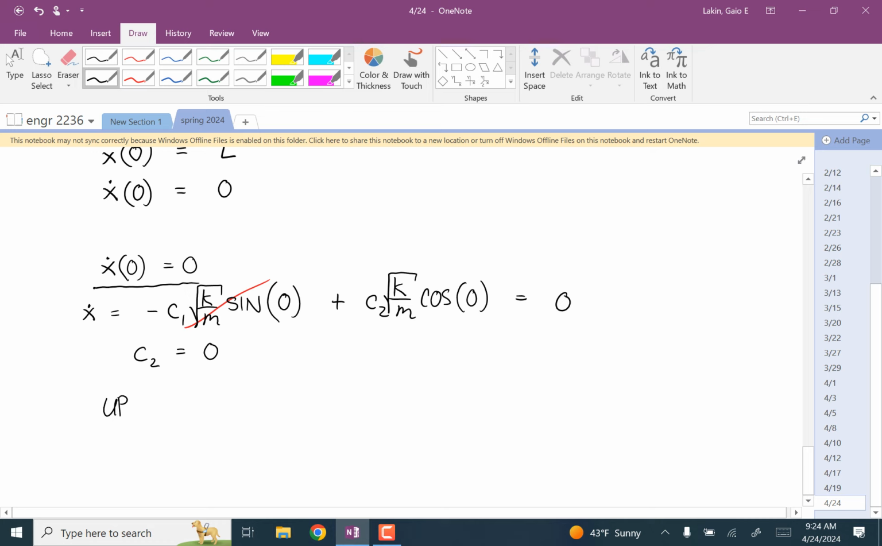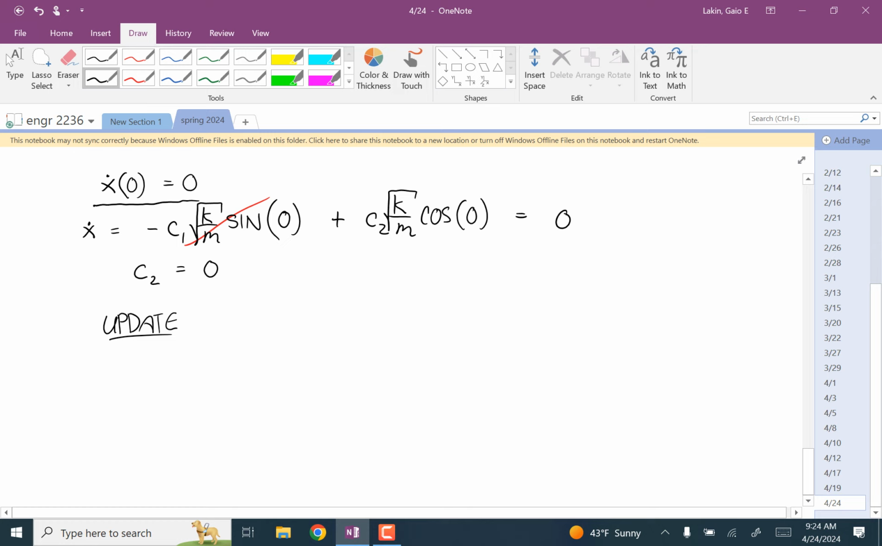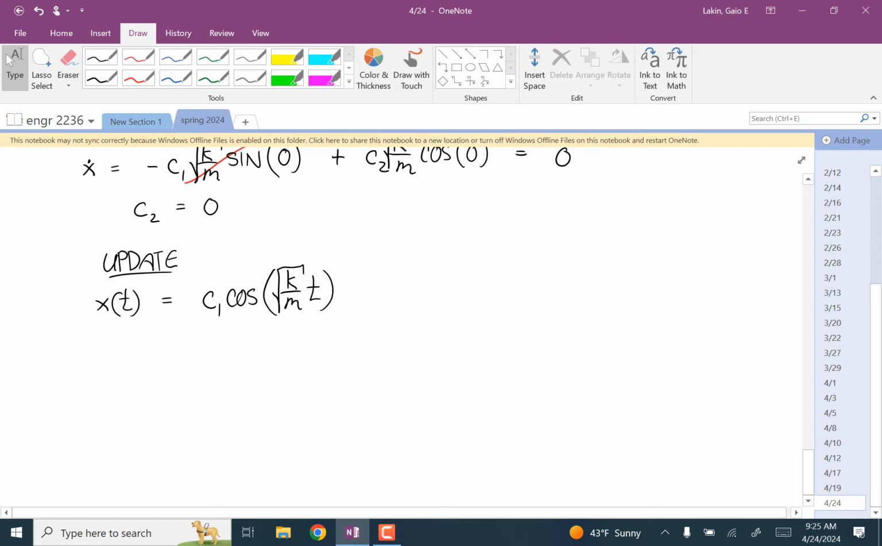And so now I'm going to update my expression for the position as a function of time. And this is equal to C1 times the cosine of the square root of k over m times t. The second term went away. And now I'll use the second boundary condition that says x when time is equal to 0 is equal to 0.